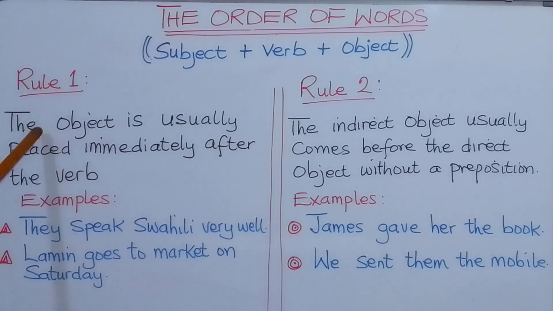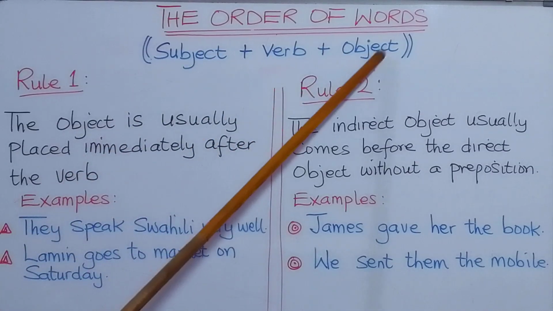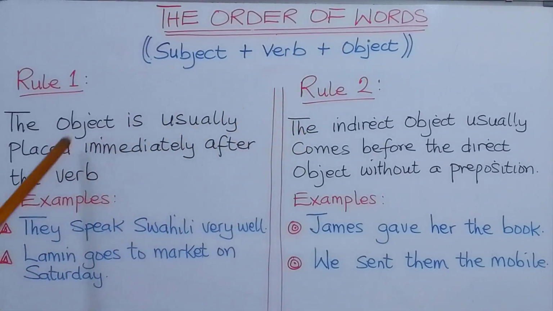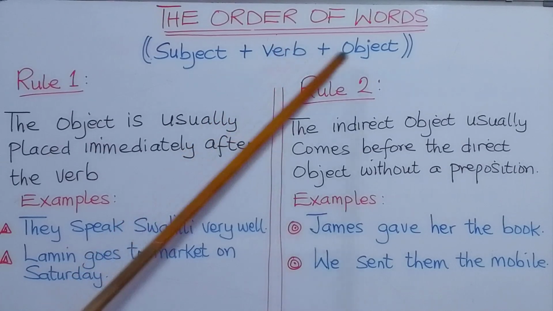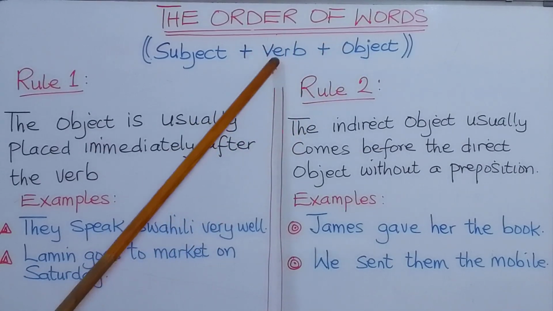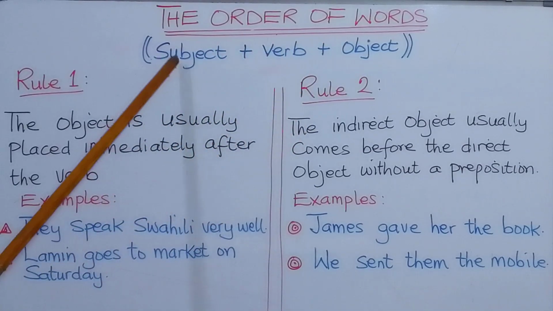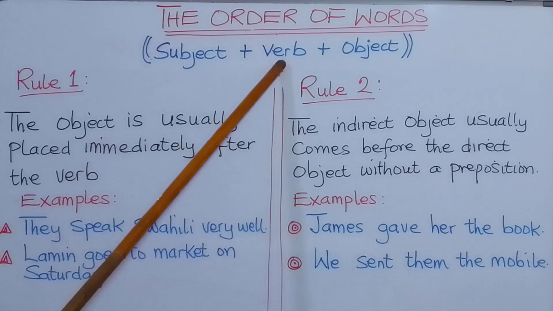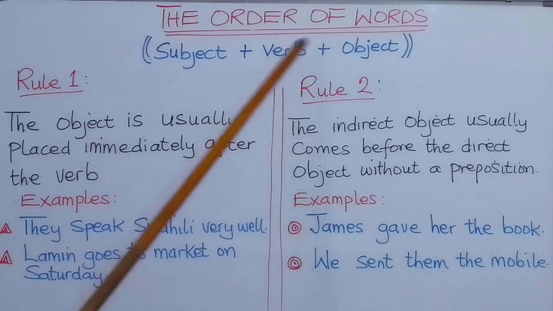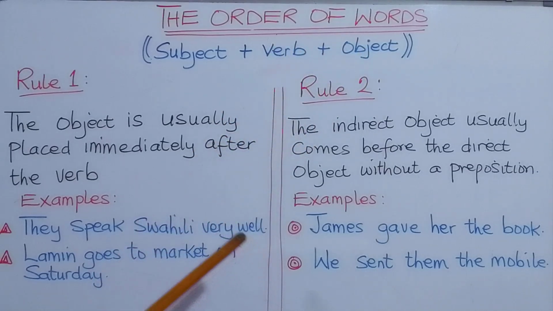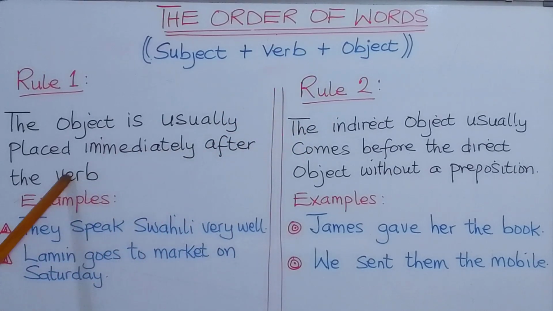In rule one, the object is usually placed immediately after the verb. The object is usually placed immediately after the verb. So you put the verb, and then the object is placed immediately after the verb. Immediately after the verb. That is the first rule.